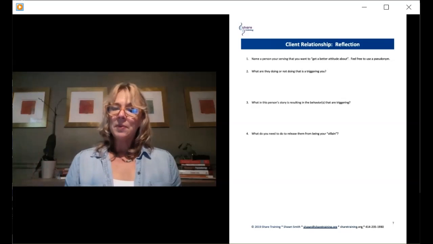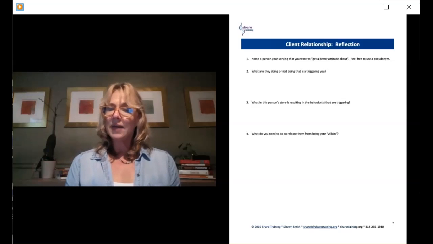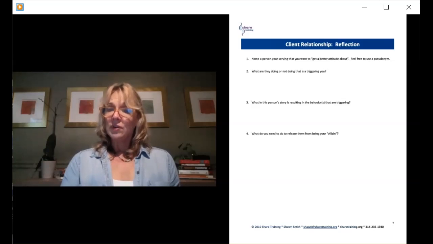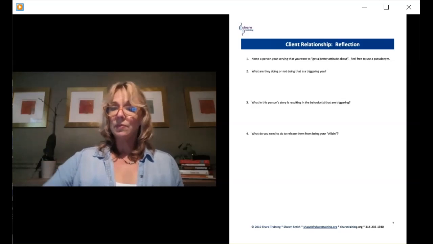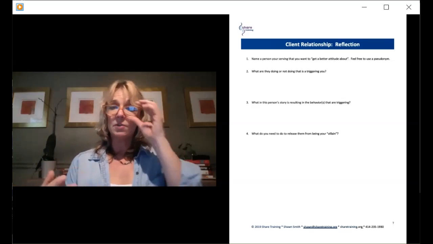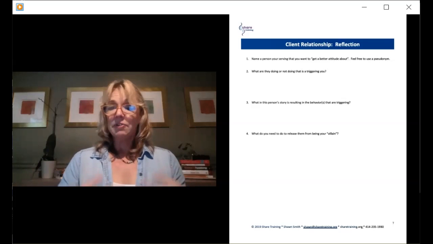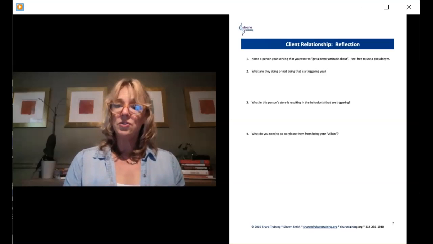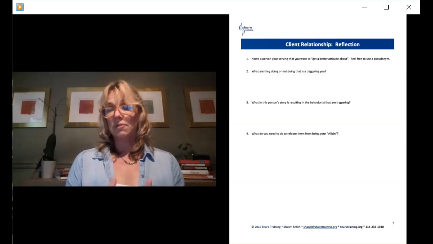Try to remember what that person's story is. If you don't know, feel free to inquire, like, tell me a little bit more about what's going on, because they're having a reaction that is an adaptive behavior based on their story, and something is triggering that. And what do you need to do to be released from whatever role that you're in, if you're the villain or if you're the victim or if you're the rescuer? If you're feeling the adverse reaction, chances are you're the villain. So what do you need to do to release yourself from that role?